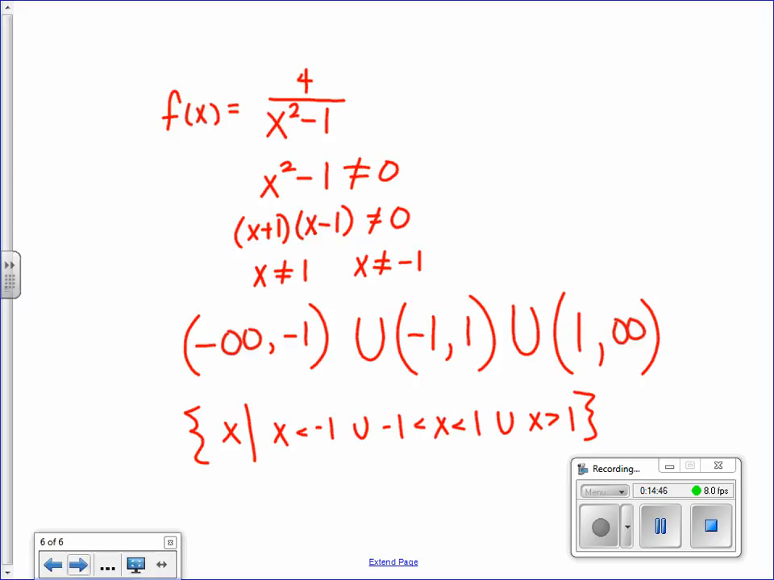Like if you're buying, I think I did t-shirts yesterday, so if you're buying t-shirts and you're paying a price per t-shirt, negatives aren't included in that, because you're not going to get a negative amount of t-shirts, and they're not going to pay you money for getting them, right? So that's a domain that's just defined by what we're talking about.